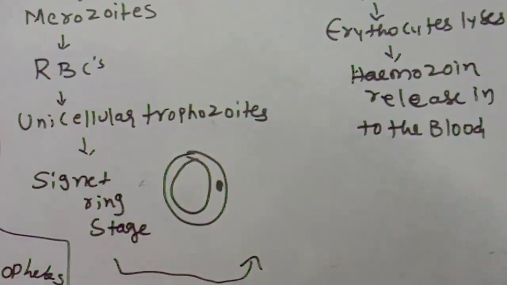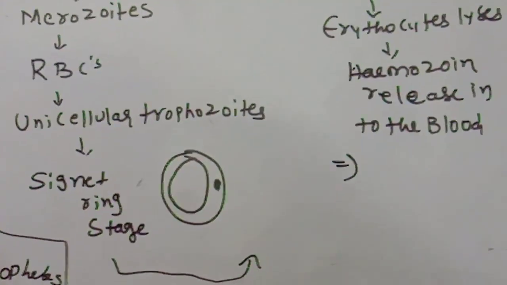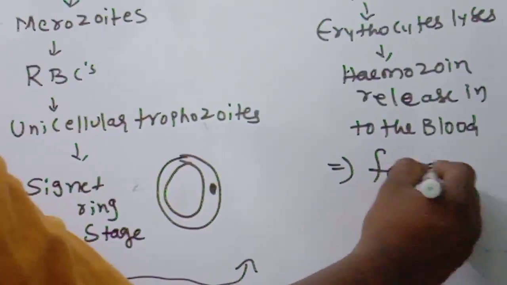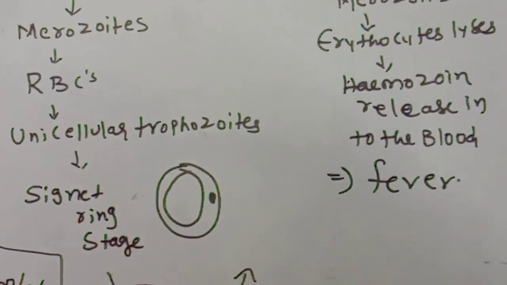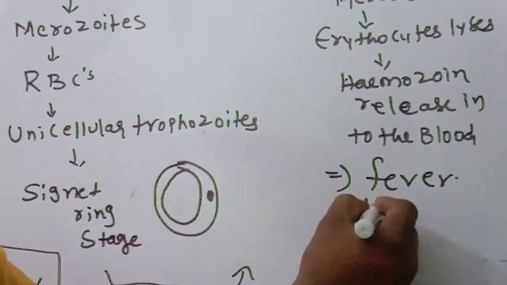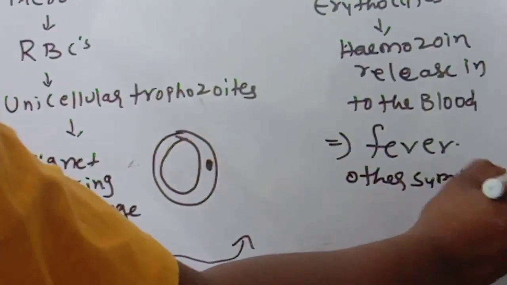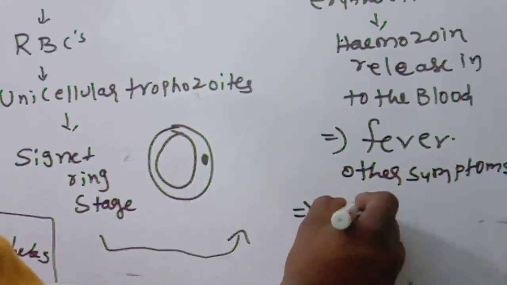So now this repeats. The cycle will be: lysis of red cells results in, so lysis of red blood cells is going on. Then what will happen? Fever will occur, and other symptoms will take place. Very important. So the cycle repeats.